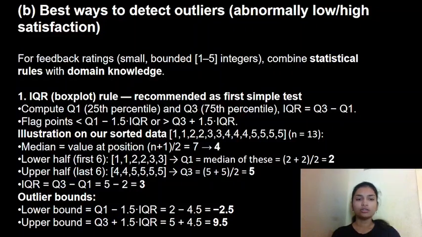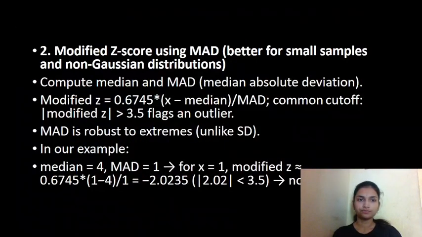Outlier bounds. We have already discussed that for the lower bound, we are having a formula Q1 minus 1.5 IQR. Lower bound value is minus 2.5. Upper bound Q3 plus 1.5 IQR and its value is 9.5.